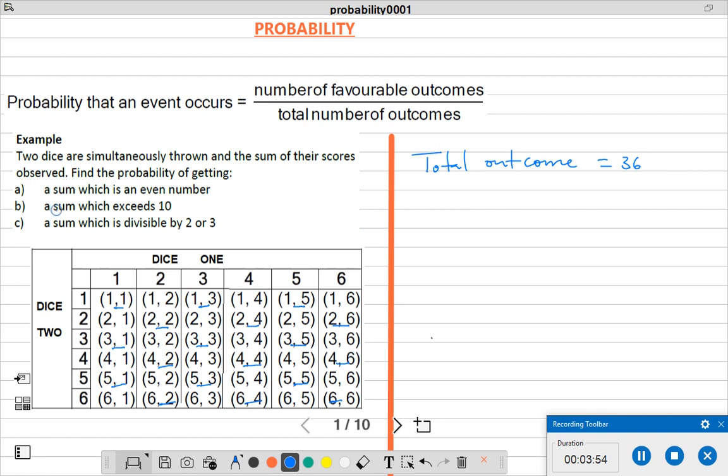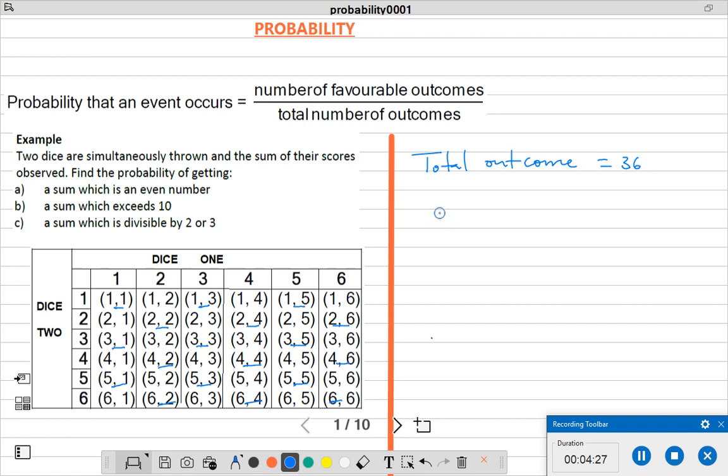So when you count the number of favorable outcomes, that is when the sum is even. The sum means you add the number which appears on one die and the number which appears on the other die. When you get the sum, it should be an even number. So here, 1 plus 1 is 2. Here, 1 plus 3 is 4. 4 is even. 1 plus 5, 6. So that's how we have identified the favorable outcomes. So how many are they? 1, 2, 3, 4, 5, 6, 7, 8, 9, 10, 11, 12, 13, 14, 15, 16, 17, 18.